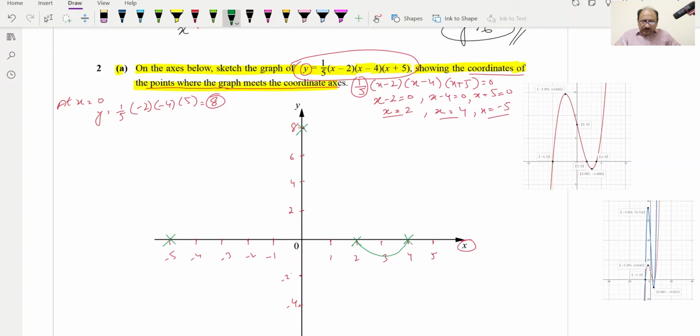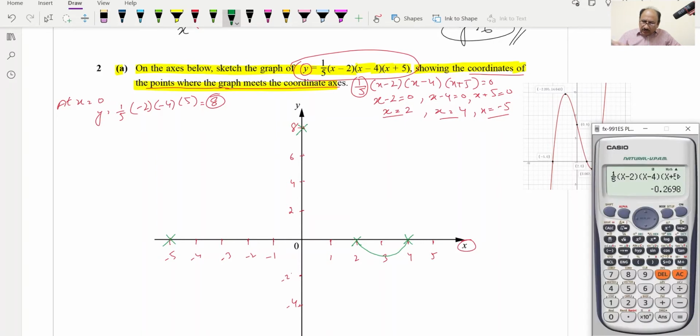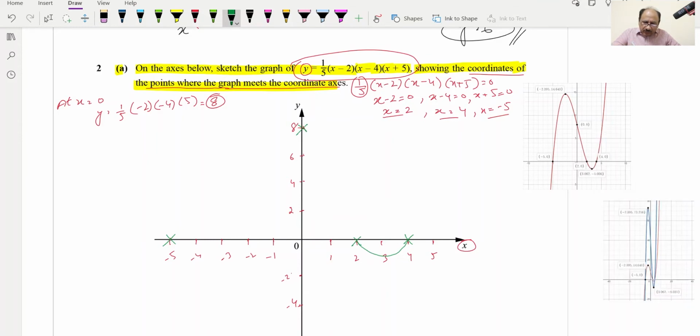So this we identified, and a little lesser than 2 will be like 1.9, we can check. So calculate for 1.9, and this is giving us a positive value, so it's going upward up to the value 8, and we can draw it like this one.